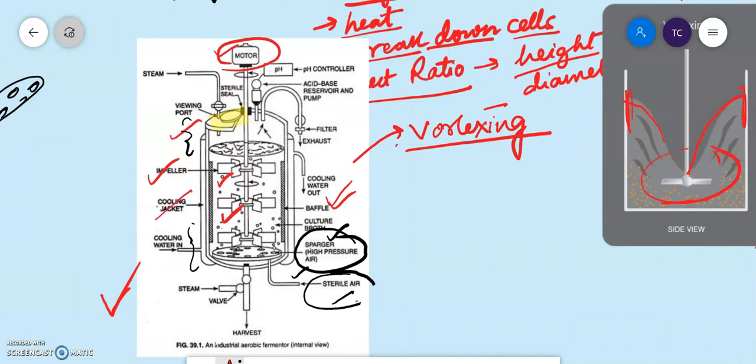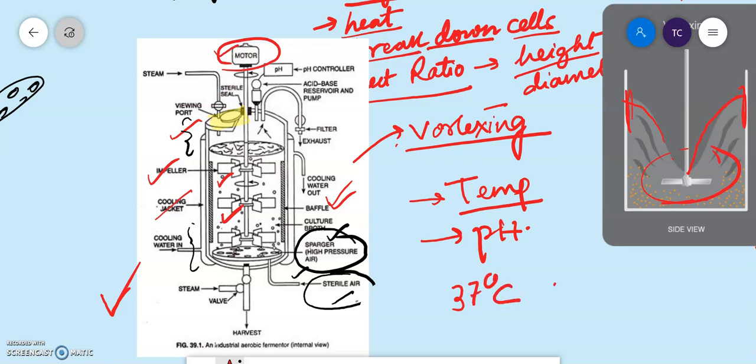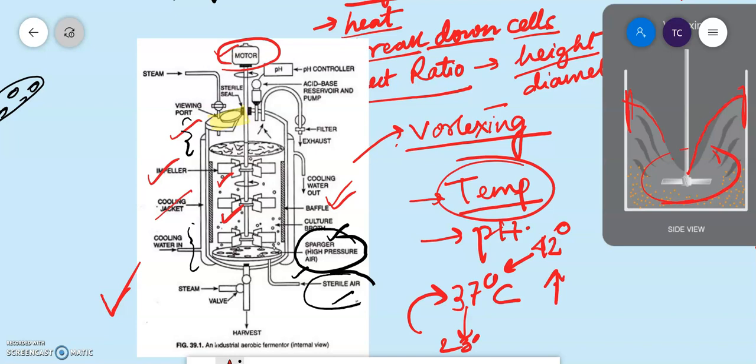Next is your cooling jacket. Next comes the maintenance of your temperature and the maintenance of your pH. For temperature, you have the cooling jacket. Suppose the temperature has to be 37 degrees centigrade and it has increased to 42. You have to bring it down to 37. For that, cool water is passed through the double wall jacket and that will bring down the temperature. If the temperature lowers to 23 and it needs to be higher, at 37, warm water will be passed through. In this way, the temperature is maintained.